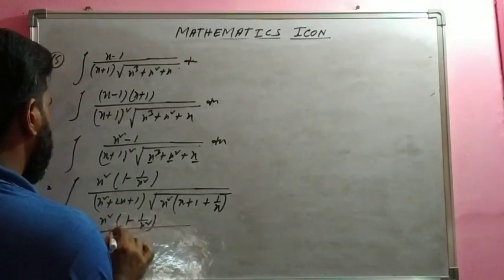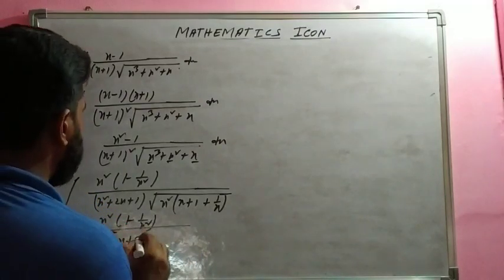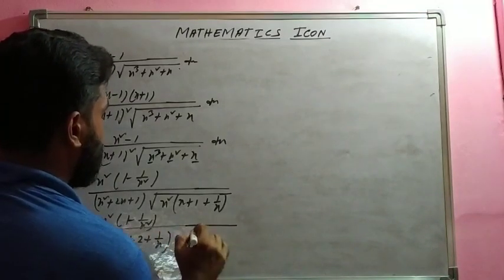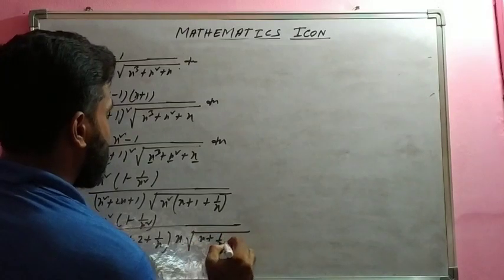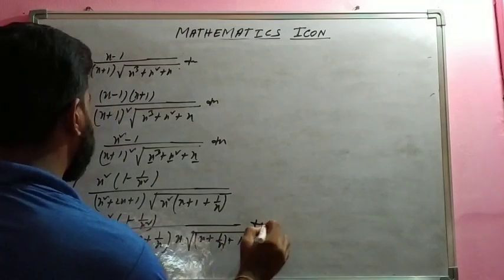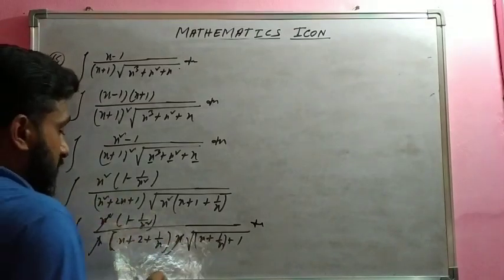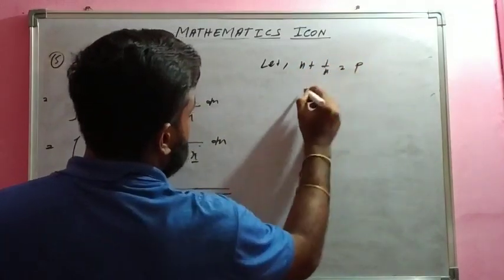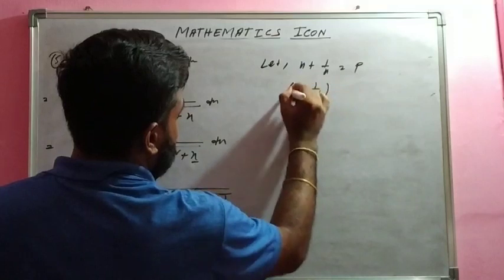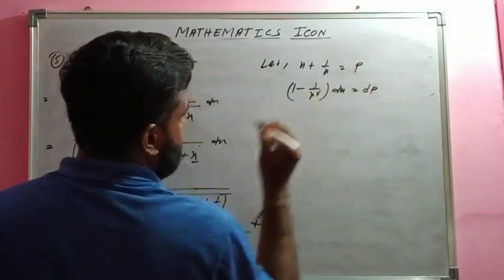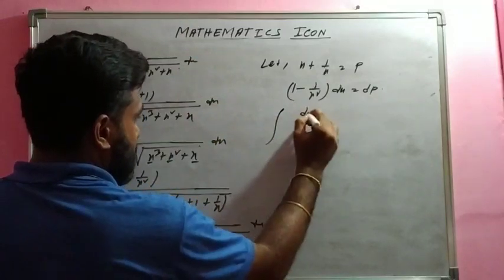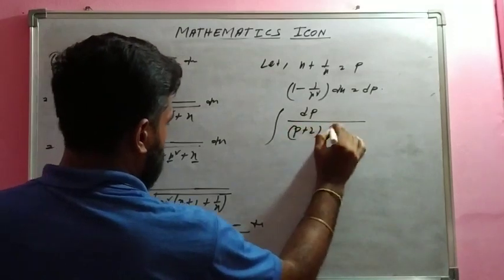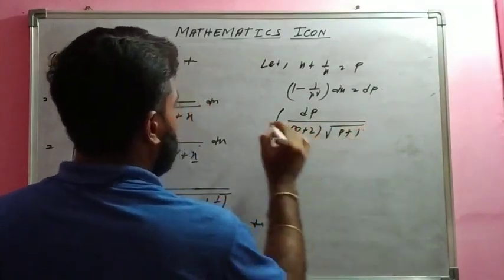Okay, so here if you take x as common, then I think x plus 2 plus 1 by x, and here I think this x will come out from this root, and x plus 1 by x plus 1. Now you can see this x and x square cancelled. Now everywhere this x plus 1 by x is there. It means x plus 1 by x equals p. It means 1 minus 1 by x square dx equals dp, right? Now just you can see dp by p plus 2 and this root p plus 1, just like that.